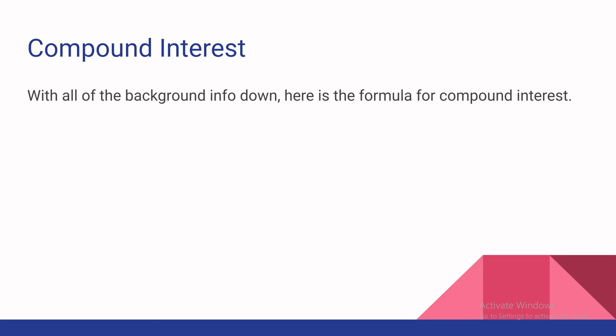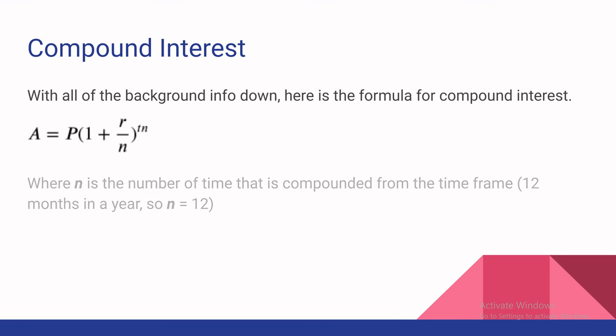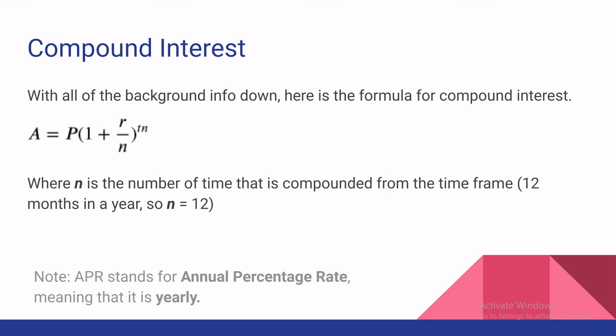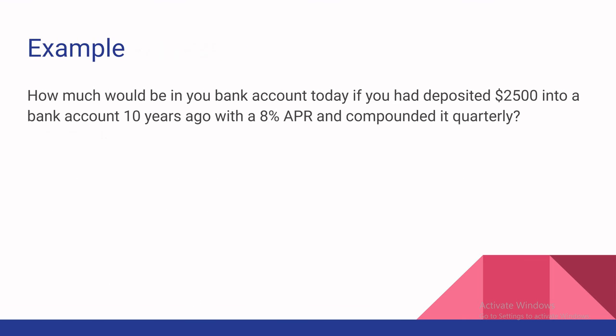So with all the background info down, here's the formula for compound interest. The A, which is the final amount, is equal to P, the principal, times 1 plus R over N to the power of T times N, where N is the number of times that it is compounded in the time frame. So 12 months in a year, so N is equal to 12. Note that APR stands for annual percentage rate, meaning that it is yearly.